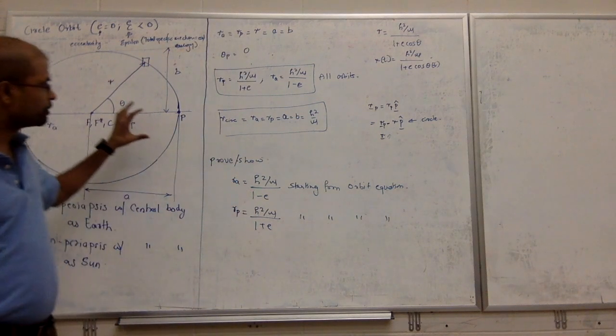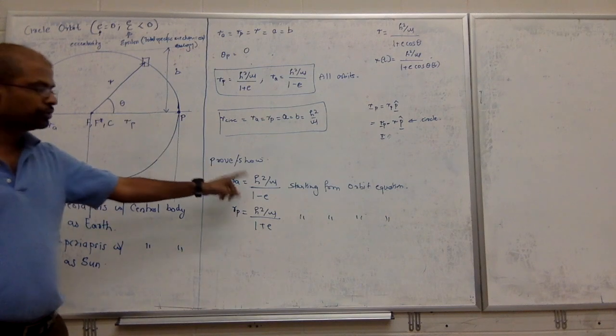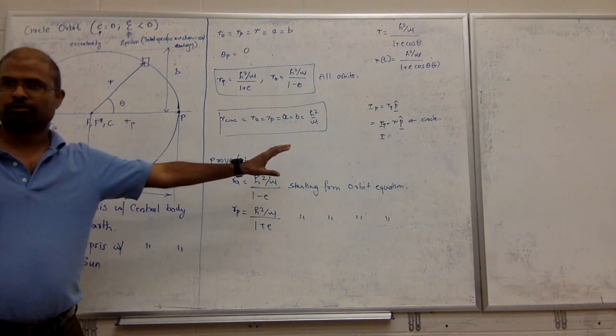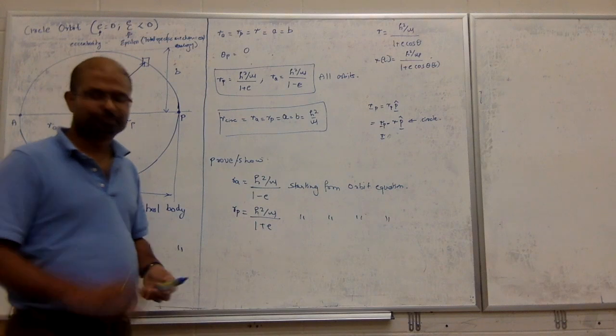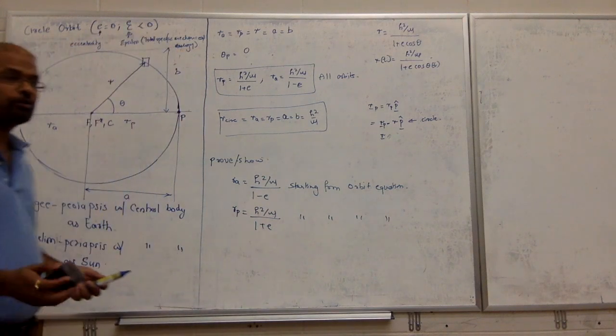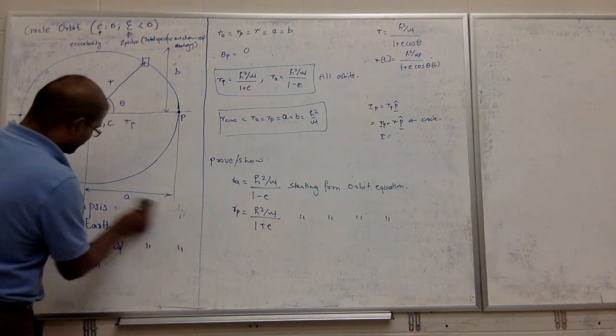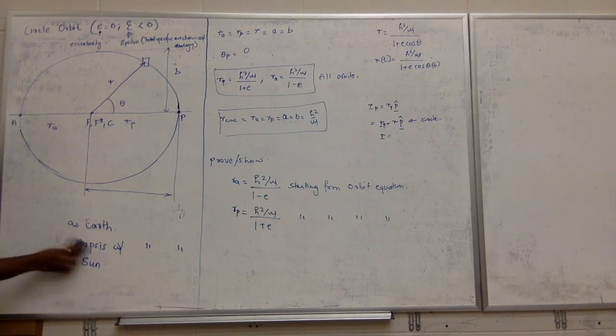If I ask you to draw an orbit and prove these two, starting from the orbit equation, I just want to make sure you know what you're doing. You need to show me that you know what you're doing. Otherwise, I realize it's too simple.